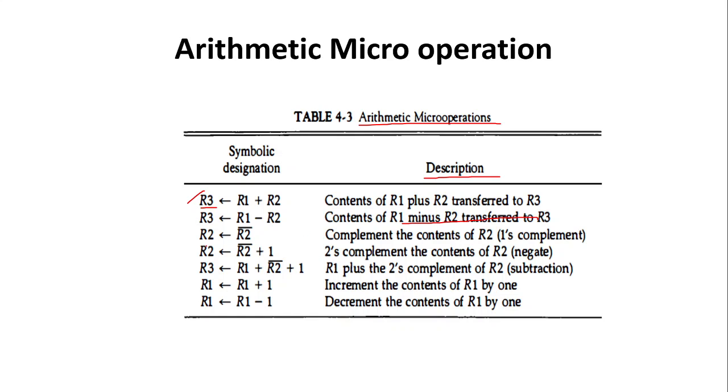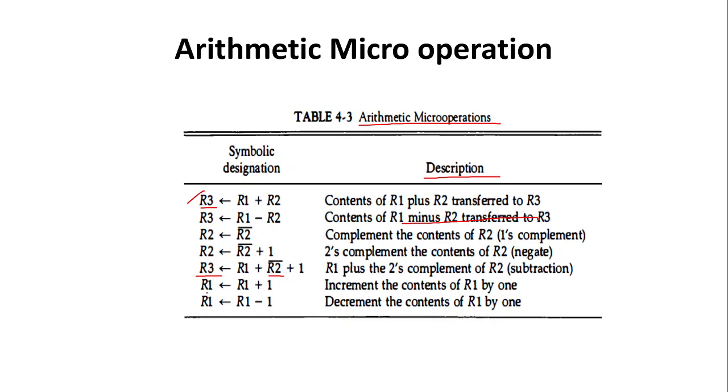In the third micro operation, R2 is equal to R2 bar, that is the complement of the contents of R2. And the fourth micro operation is R2 equal to R2 bar plus 1. So it is basically the 2's complement of the content of R2. The next micro operation is R3 equal to R1 plus R2 bar plus 1. So it implies R1 is added to the 2's complement of R2, and the result is transferred to the register R3.